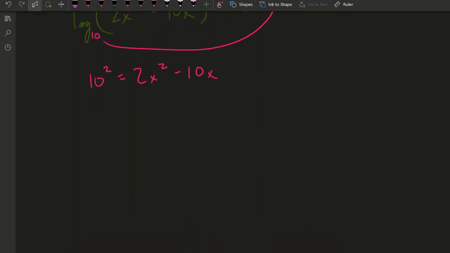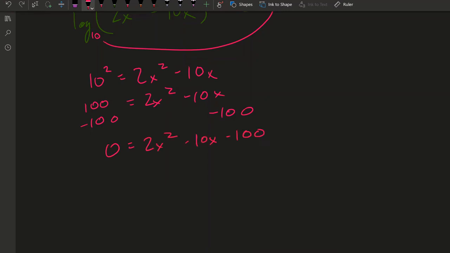Now, we should immediately think, oh, this is a quadratic equation. So I'm going to simplify that to be 100 equals 2x squared minus 10x. And then I can subtract 100 on both sides, and I get 0 equals 2x squared minus 10x minus 100. And then you are free to solve this in whatever way you see fit. You could do it by graphing. You could do it with the quadratic formula. You could do it by factoring if you like. First thing I'm going to see is that I can factor out a 2. So I'm just going to divide both sides by 2. Won't always work like that, but in this case it does. x squared minus 5x minus 50.